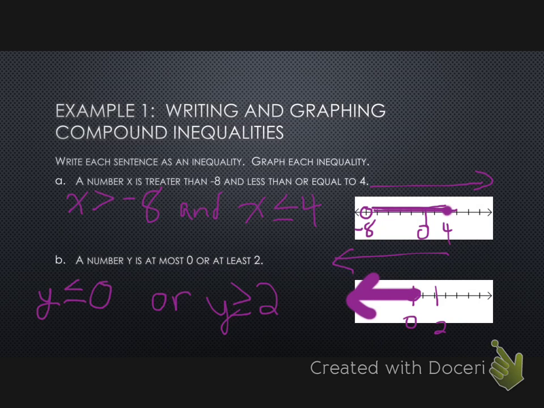Let's go this way. Or it's going to be a solid circle again on 2 and going this way. So it's going to be all numbers except for anything greater than 0 and less than 2. So y is less than or equal to 0 or y is greater than or equal to 2.